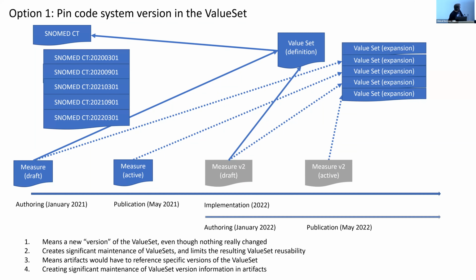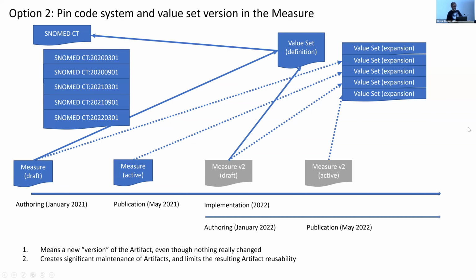So option one is to pin the version in the value set. So you can say, okay, we'll pin the version of the code system in the value set, but then I have to update every value set that I'm using to talk about the new version of SNOMED every time there's a new version released. It's just untenable in terms of value set versions and definitions. It creates significant maintenance and it limits the resulting reusability of that value set. It also means artifacts would have to reference specific versions of the value set, and that alone would create significant value set version information in the artifacts.